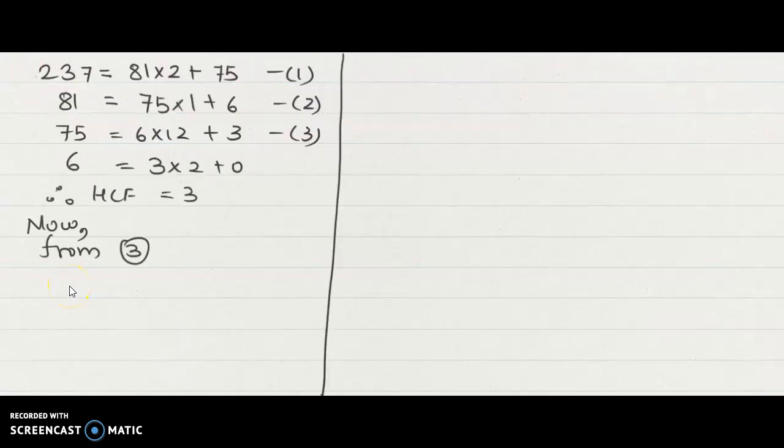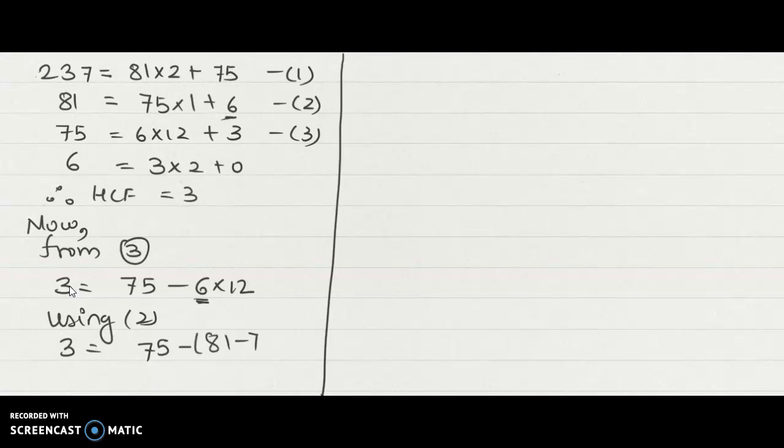Now from 3, we have done this much. Now from the 3, if we shift this 6 into 12 from right to left, we will get 3 is equal to 75 minus 6 into 12. In this way we can write it using equation number 2. If we use equation number 2, what can we write here? 3 is equal to 75 minus, and in place of 6, what can we write? 81 minus 75 into 1.